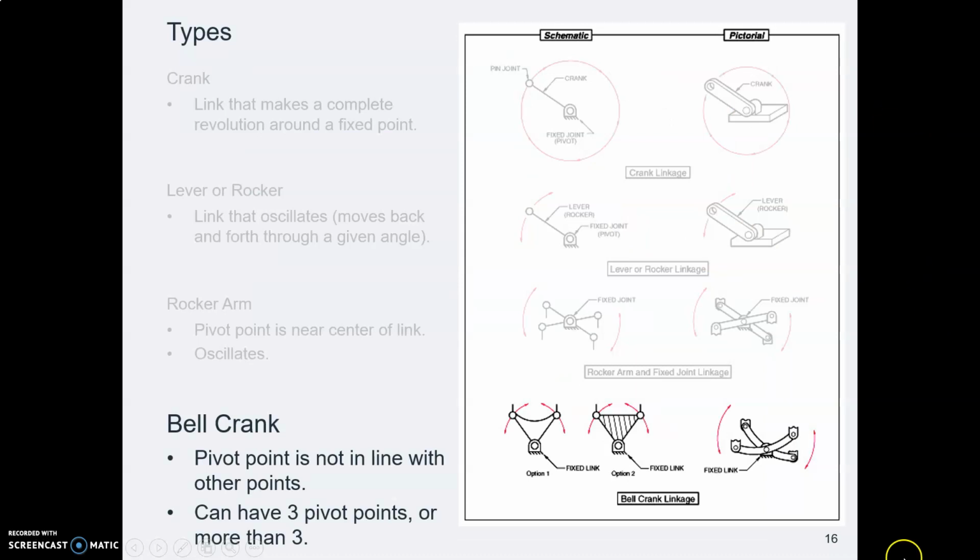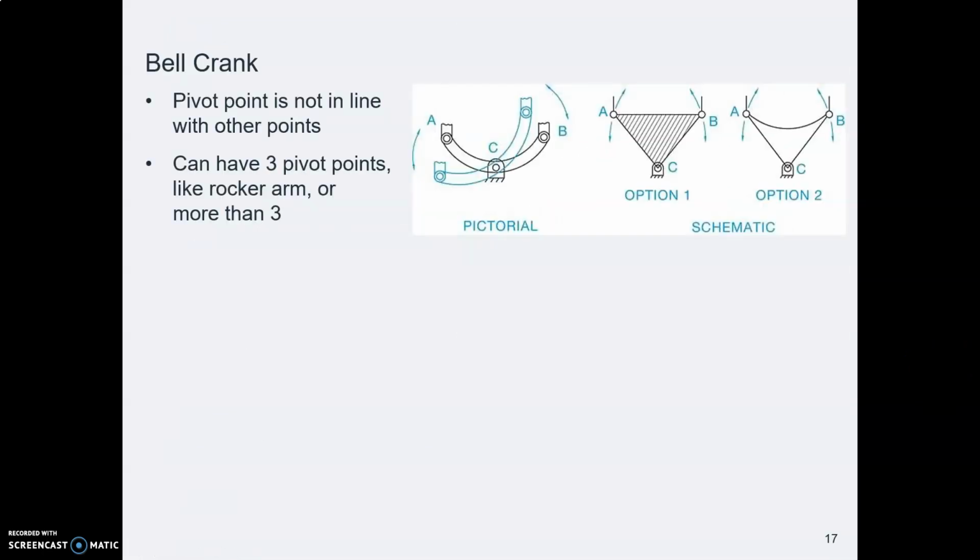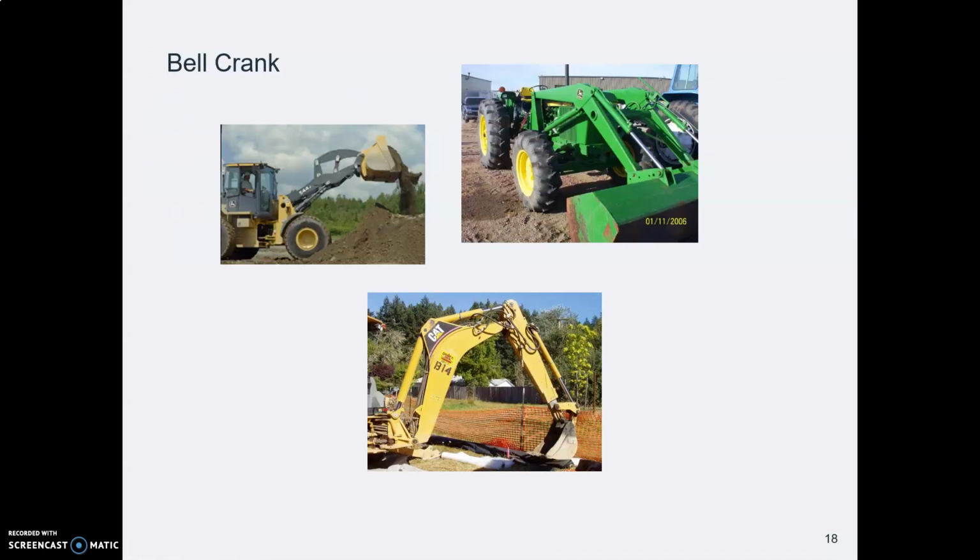A bell crank is kind of similar, except that that pivot point, that fixed link, is not in a line with the other 2 points. And it can be a variety of shapes, but the main idea is it's not in a line. Here's the picture out of our book, a pictorial and then a schematic. We will not draw any bell cranks in this class. And you're quite likely to see bell cranks in various kinds of excavation equipment. I took this picture around Eugene somewhere.